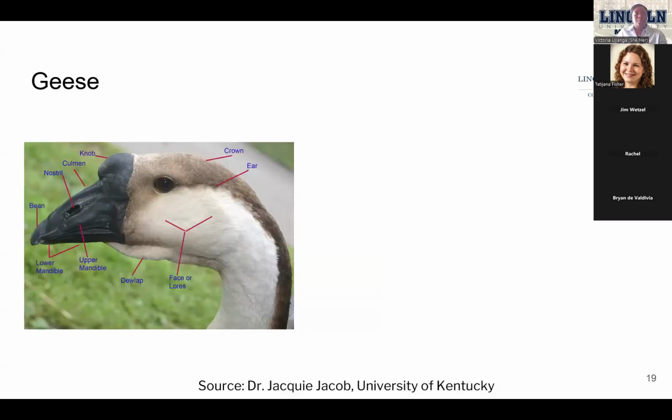Still looking at other poultry species, the geese, some breeds have some features that others do not. But for this particular one, they have the knob here, which is very distinct. The bill or the base of the bill, they also have that provided. They have the dewlap, which is that loose growth extending from the base of the throat.